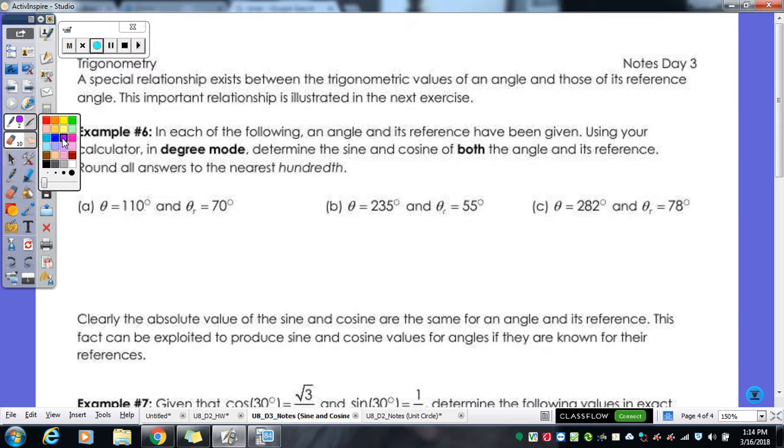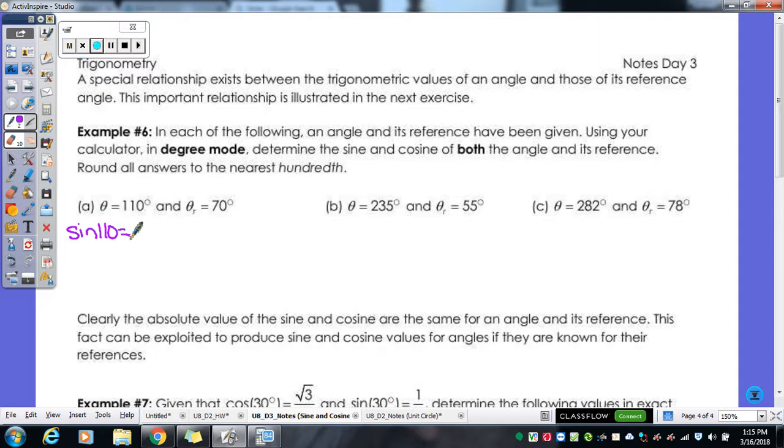So there's a special relationship that exists between an angle and its reference angle. We started touching base with that on your homework for today a little bit. So I would like you to make sure your calculator is in degree mode. Push mode and make sure degree is highlighted. If it's not, go down to degree and hit enter so that it is.